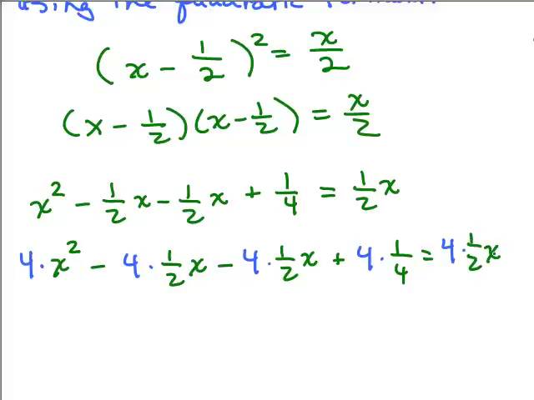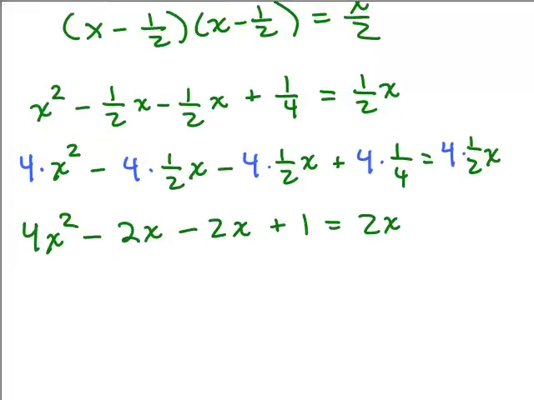Now keep in mind you could have simplified both sides first, or you could have set it equal to 0 first. It doesn't matter when you multiply by the least common denominator. So I've got 4x squared, and see, 2 goes into 4 twice, so there's 2x. See, what I did was I eliminated the fraction there. And 4 times 1/2, that's another minus 2x. 4 times 1/4 is going to be plus 1. And on the right-hand side of the equation, I have 2x.